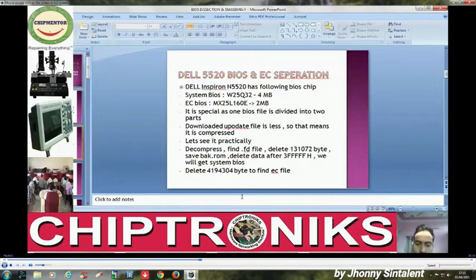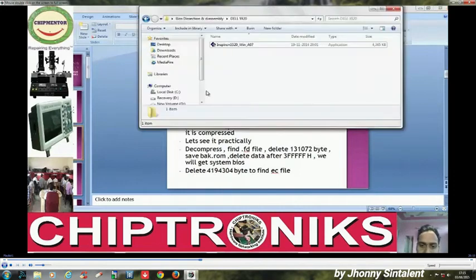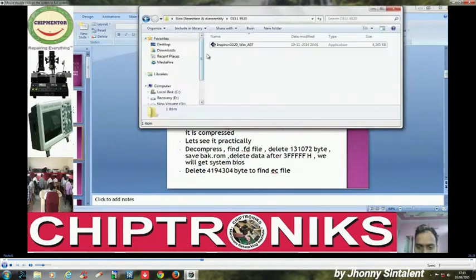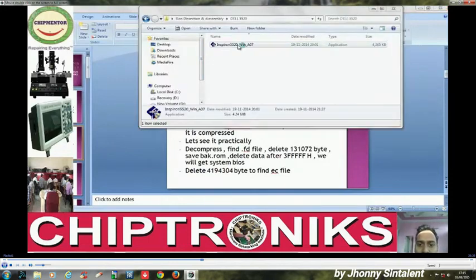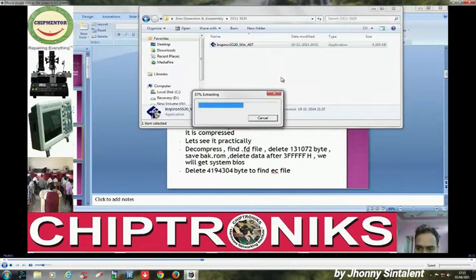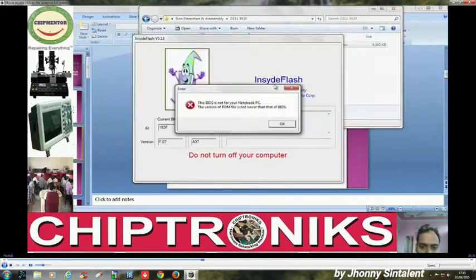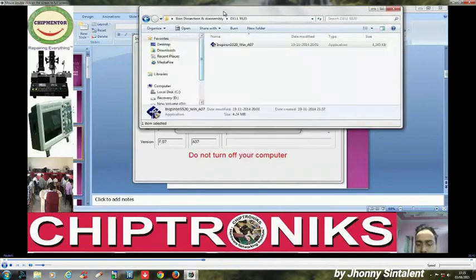But if you download the BIOS update from the website, you will find it is 4,343 KB. That means this update is compressed. These two files are compressed together in one update file. So we need to first extract this compressed file. We double click it, yes, and we'll go and see it in the temp folder. Do not click OK. If you click OK, the extracted file will go away.